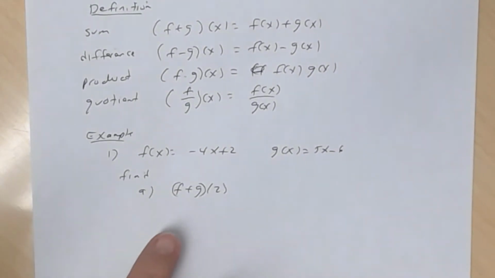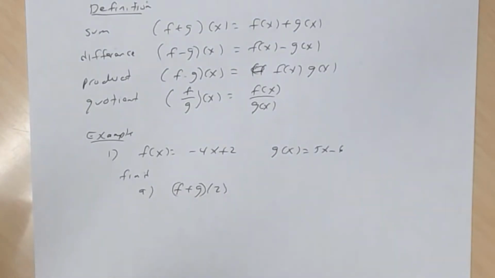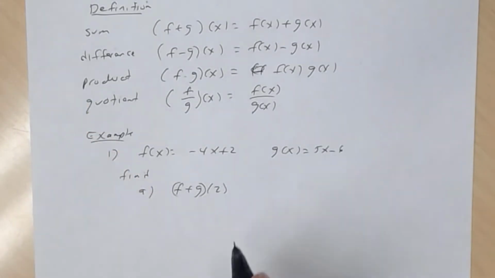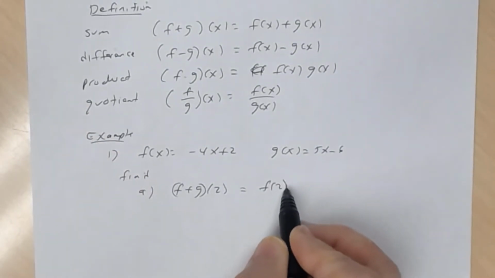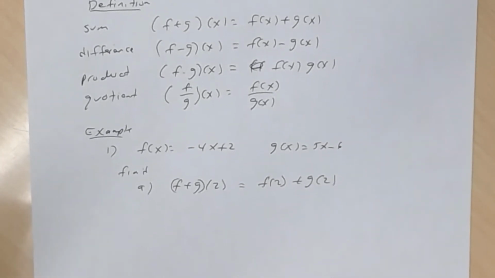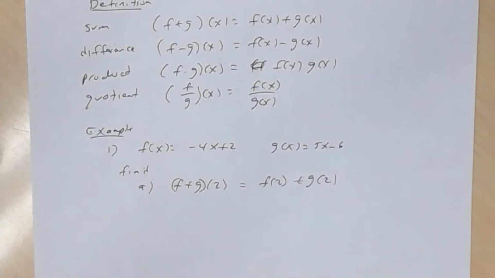Well, remember our definition. So I want to combine those two functions and evaluate it at 2, right? That's what that means. Well, by definition, this is a sum, so that means f of 2 plus g of 2. That's what that means. Now, the next step, that's not your answer.